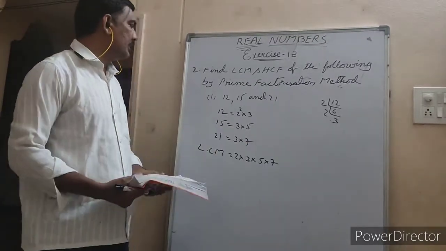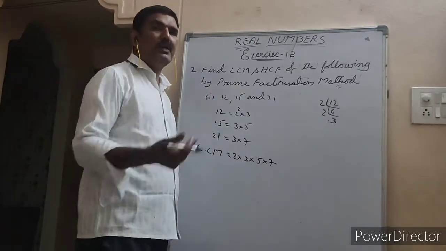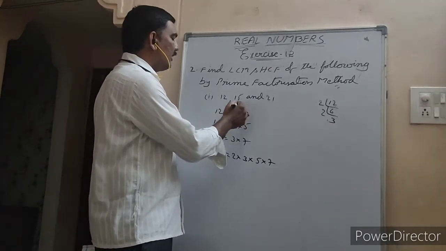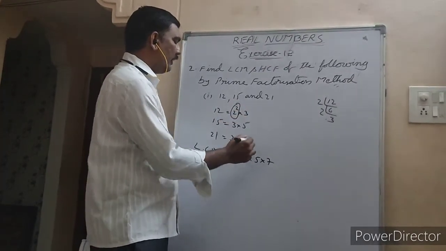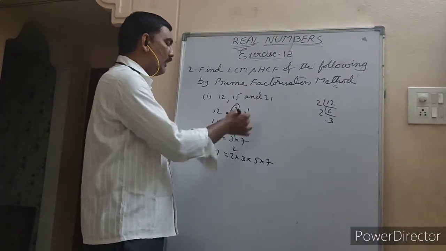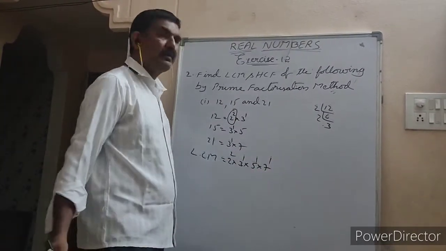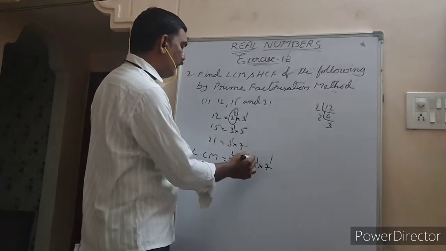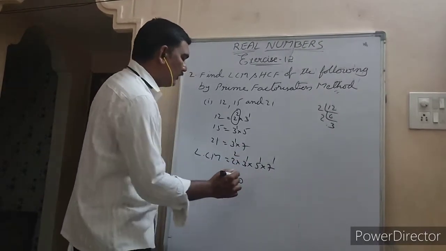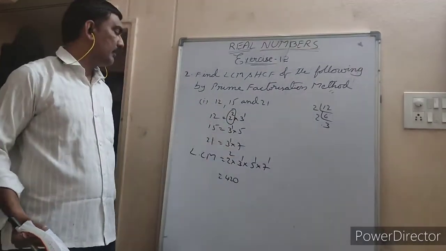Now to find LCM, its highest powers you have to write. Here the highest power of 2 is 2 square only. There is no higher power. So 2 square you have to write. For 3, the highest power is 1 only. So 3 power 1. 5 power 1. 7 power 1. So now 5 into 4 is 20, 20 into 3 is 60, 60 into 7 is 420. So 420 is the LCM by using the prime factorization method.